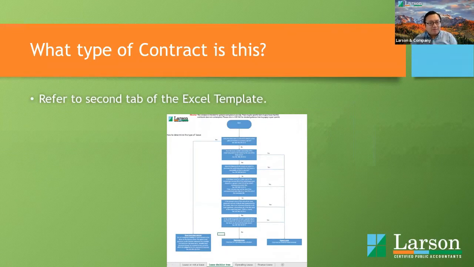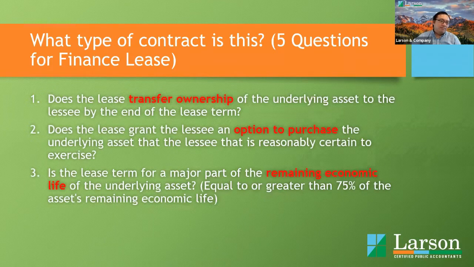Again, there's a separate tab within the Excel document that you should have received. If not, there's a link that we'll provide in the chat box, so you can click there to download it. How do you determine what type of lease it is? Is it a finance or an operating lease? So the questions are, there are 5 of them. 4 of them are very similar to how we have done it before with the old standard.